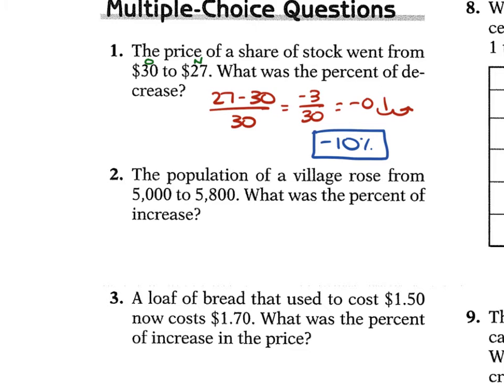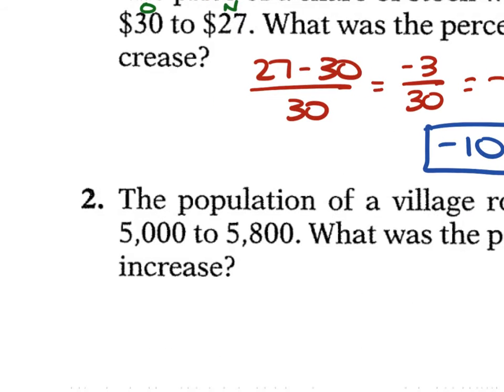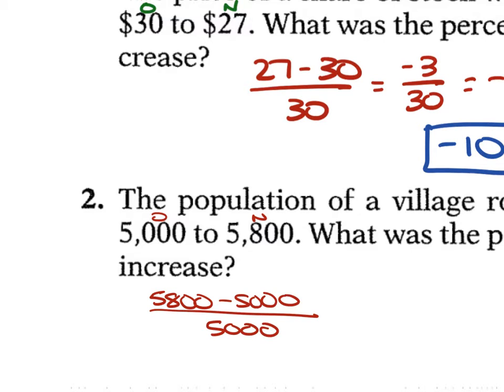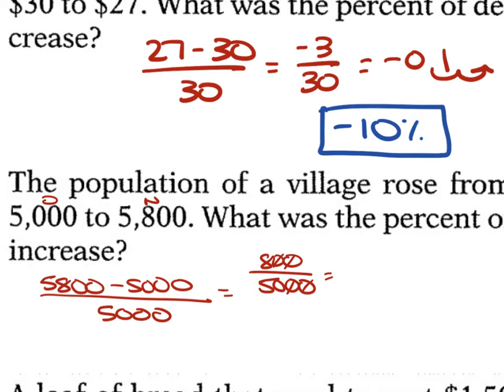For 2, it says the population of a village rose from 5,000 to 5,800. So our original is the 5,000, our new is the 5,800. So that's going to be 5,800 minus 5,000 over 5,000. So that's just 800 divided by 5,000. These cancel, so 8 divided by 50 gives us 0.16. We move the decimal point, that's 16%.